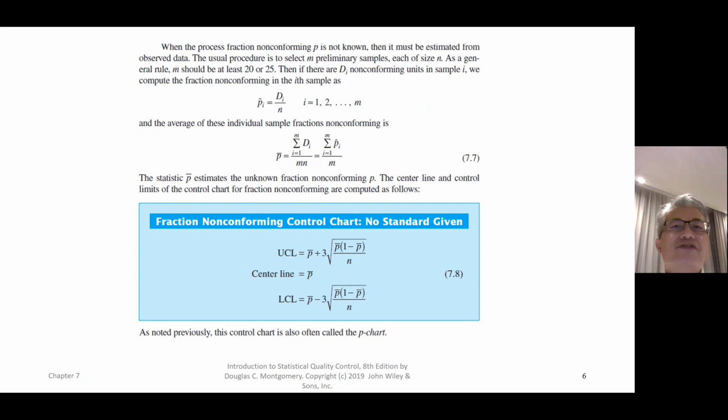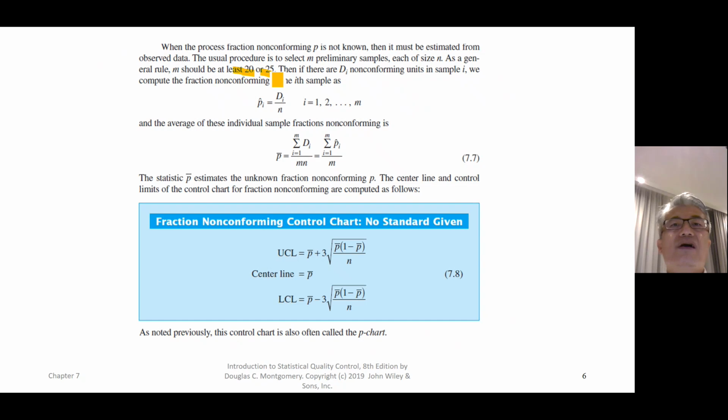When the process fraction non-conforming P is not known, it must be estimated from the observed data. The usual procedure is to select historical data based upon m preliminary samples, each with a sample size n. As a general rule, n should be at least 20 or 25. This is a moderately large sample size.